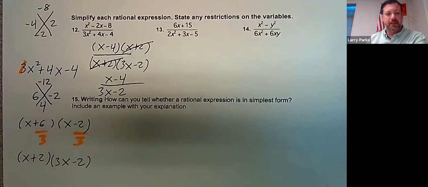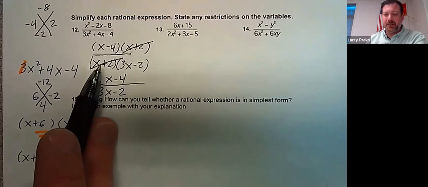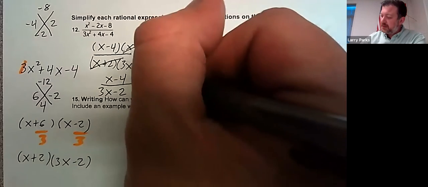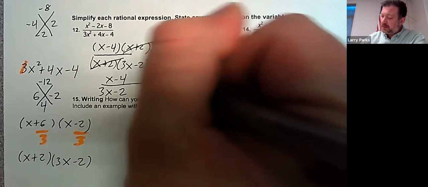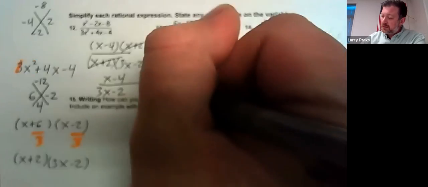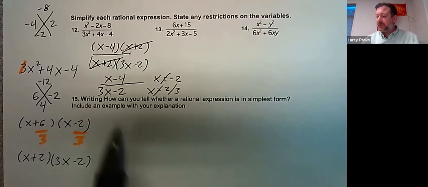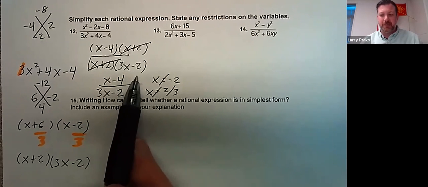What are the excluded values? X cannot be negative 2. X cannot be, ooh, I'd have to solve that. I think it's 2/3. If I set 3x minus 2 equal to 0, add 2 to both sides, divide by 3, I get 2/3.